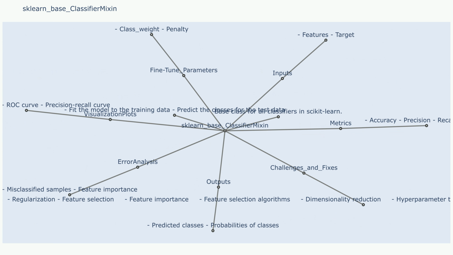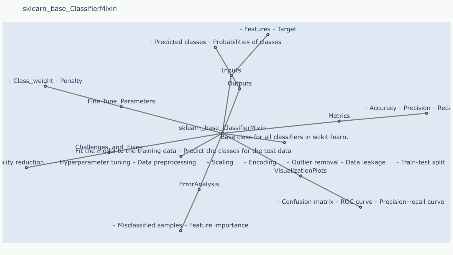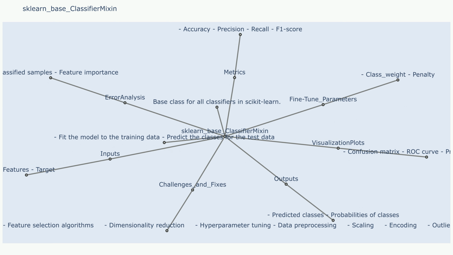Challenges and fixes. Challenge 1: Overfitting. The model may perform well on the training data but poorly on unseen data. Sample use case: a model trained on a small dataset with many features may overfit to the specific examples in the training set. Fixes. Regularization: add penalties to the model complexity to discourage overfitting. Cross-validation: split the data into training and validation sets to assess model performance on unseen data.